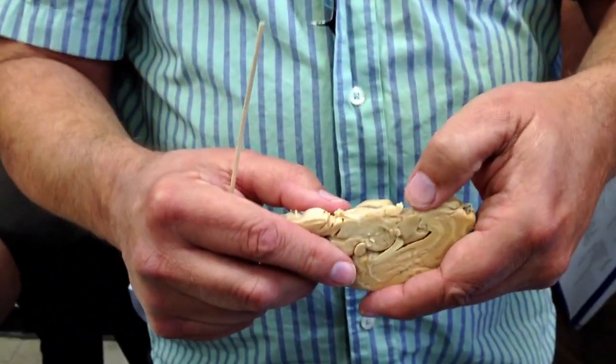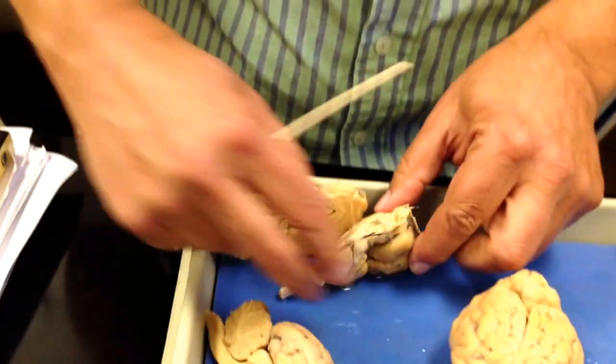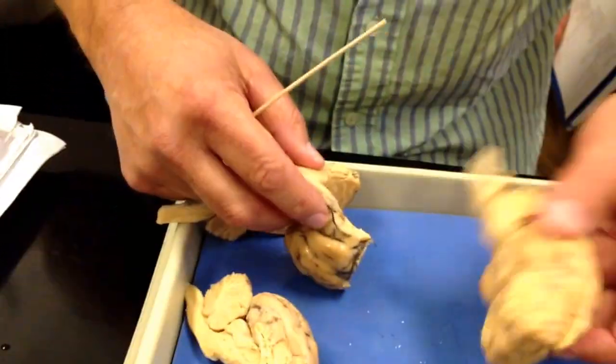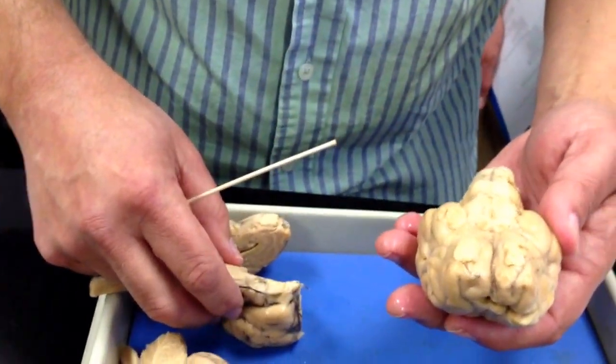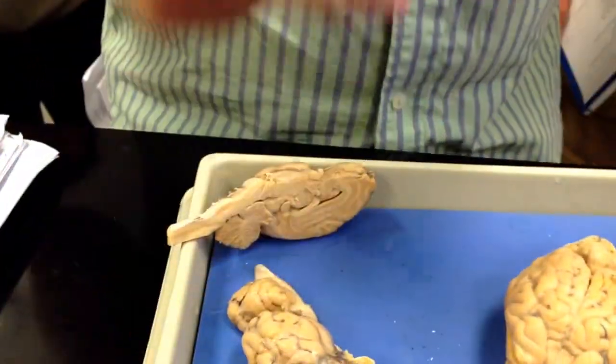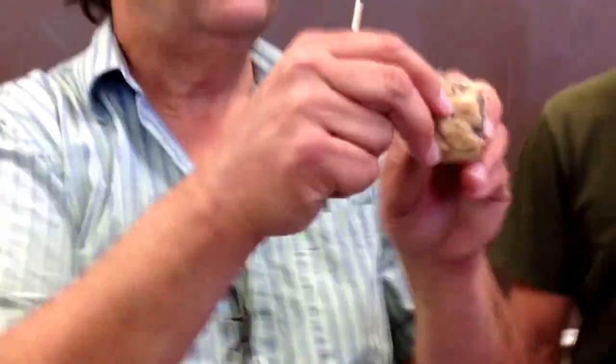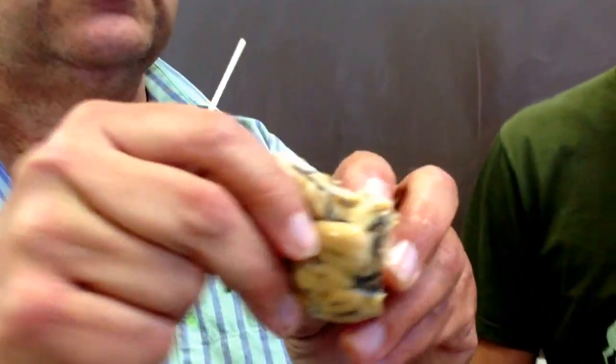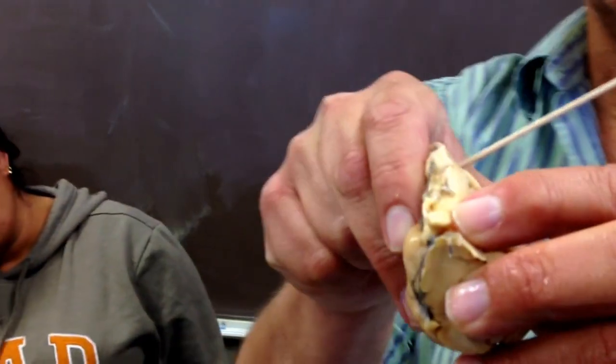The optic nerve is usually pretty easy to see. You can even see where it crosses over. It tends to be the mammillary bodies that fall off, but there's the optic nerve. That's the chiasm, where it gets cut across there.